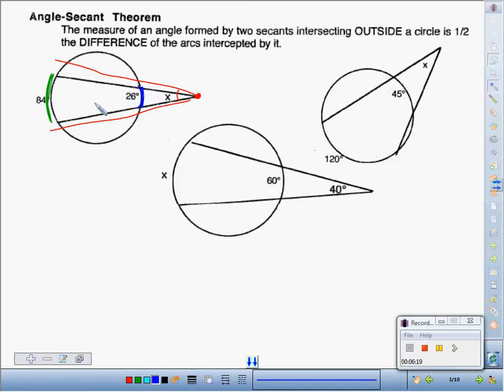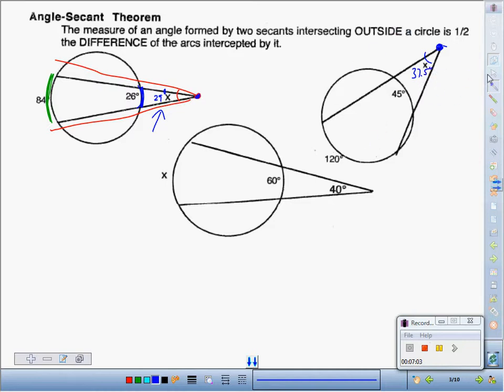So what we need to do is just subtract these from each other, 84 minus 26, and then divide it by 2. You don't have to show me any work right there, and that's 29 degrees is what that angle will turn out to be. So outside the circle means subtract, then divide by 2. Again, this guy right here, the vertex of what you're trying to find, is outside the circle, so subtract 120 minus 45. What is that? 75. Then divide it by 2 and get 37.5 degrees.